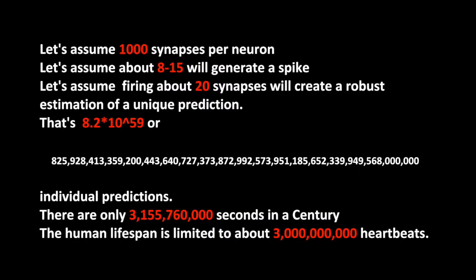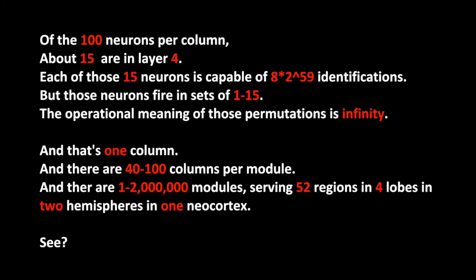So I'm going to put this on the screen. That's 8.2 times 10 to the 59th individual predictions. Now think about that. I don't know if you know much about large numbers, but in operational terms, that's pretty much infinity right there, meaning you can't live anywhere near long enough to use up those permutations.